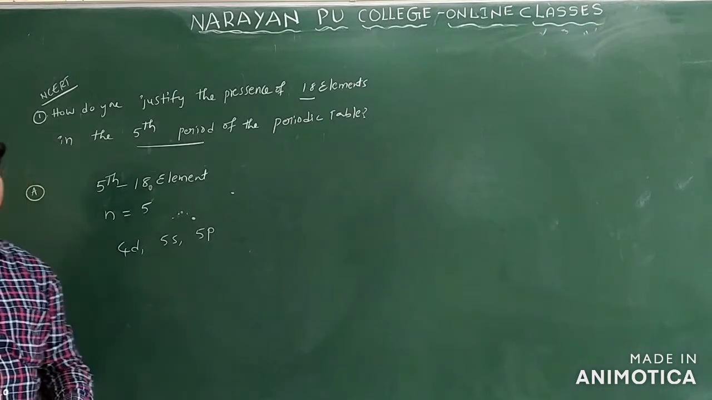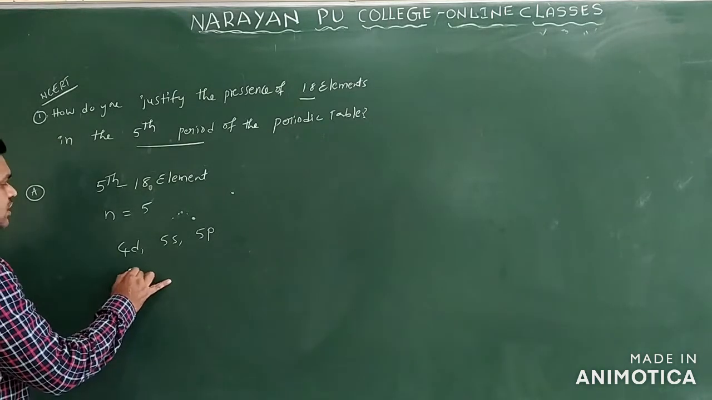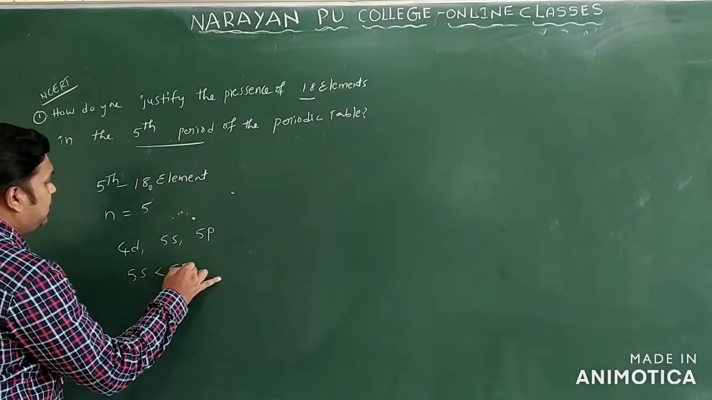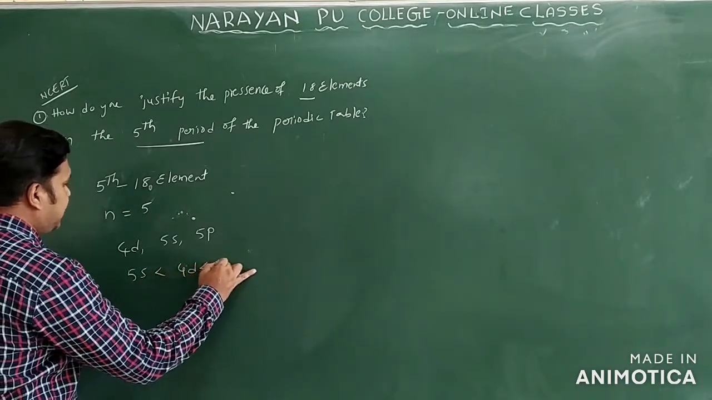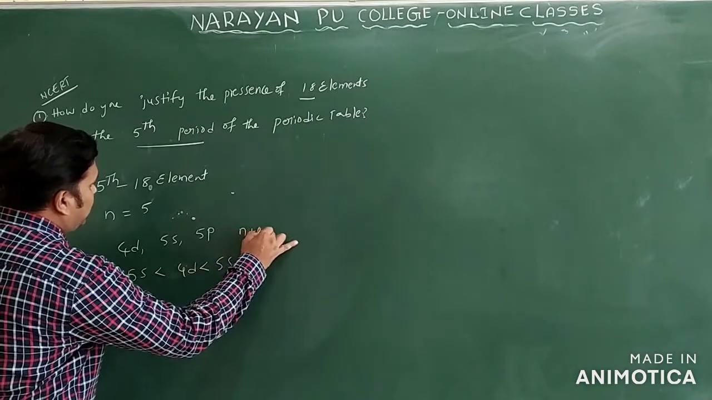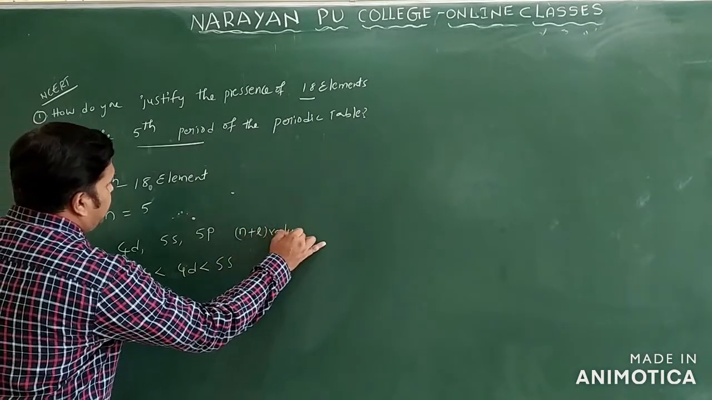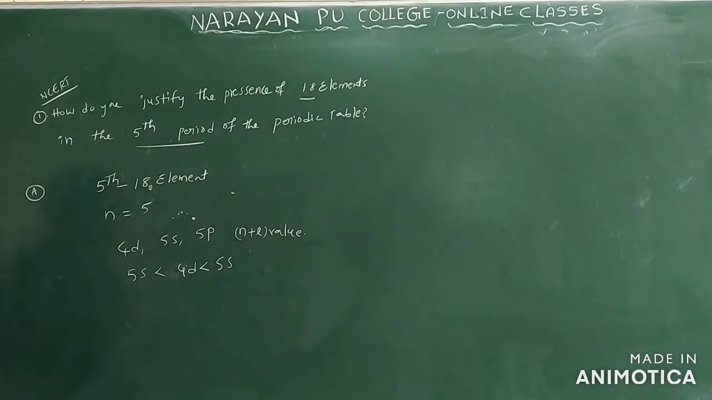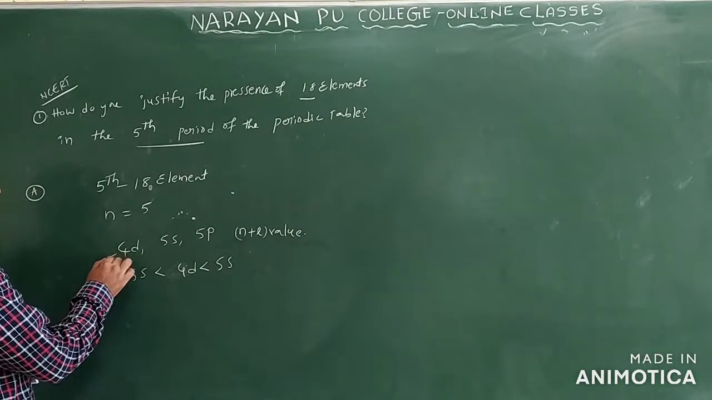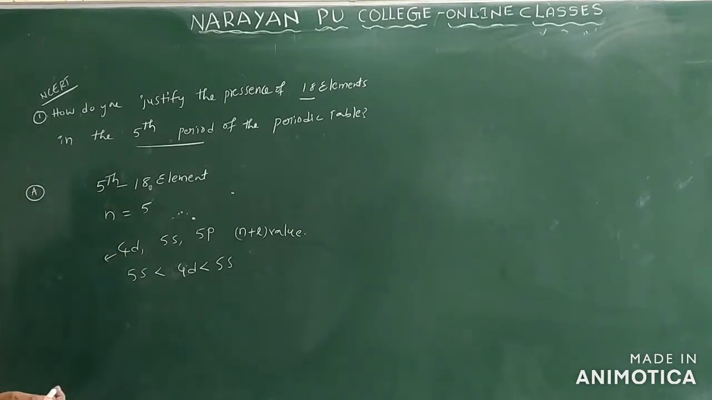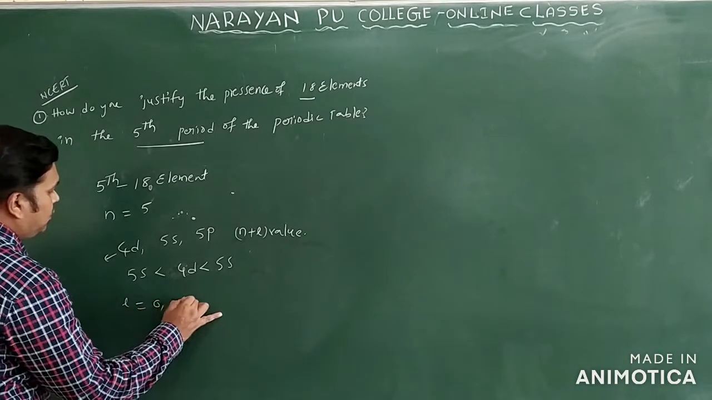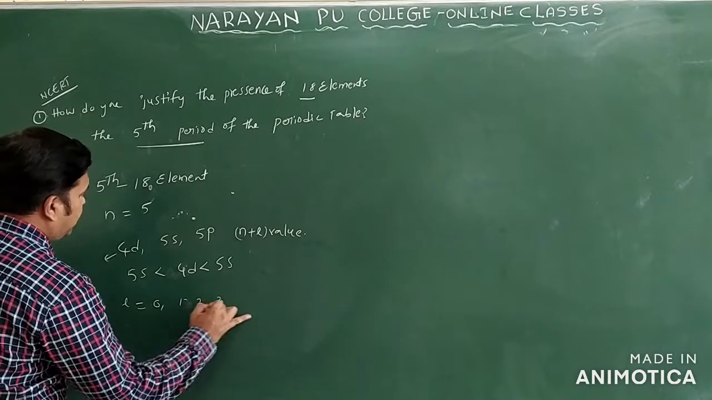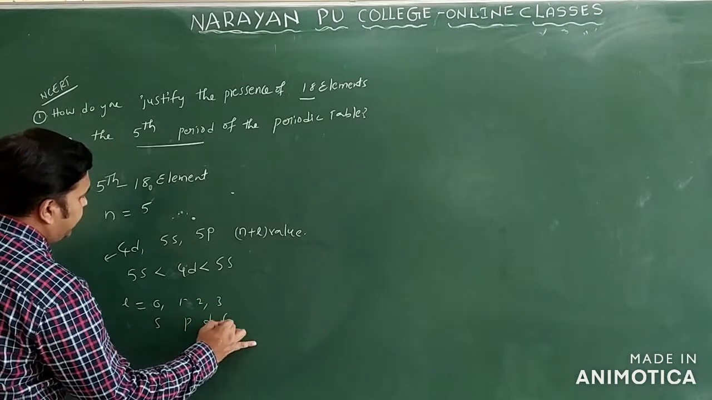So what is the order of the energies? Here I will write 5p less than 4d less than 5s. It is mainly based on what value? I will write, mainly based on this n plus l value only. So what is the n plus l value here? If you take this l value, what can you write? 0, 1, 2 and 3. You will write s, p, d, f.